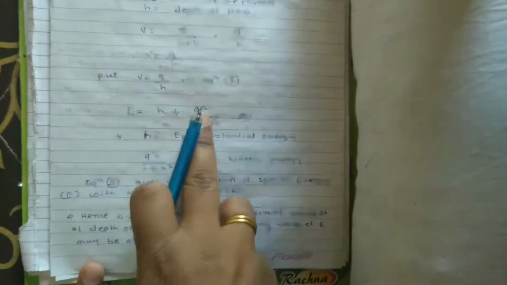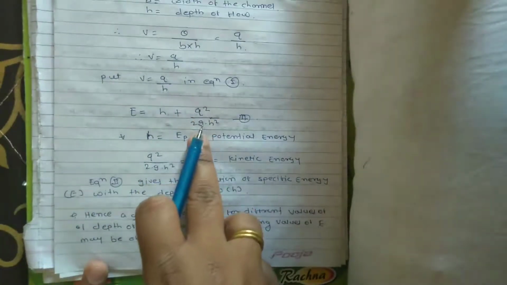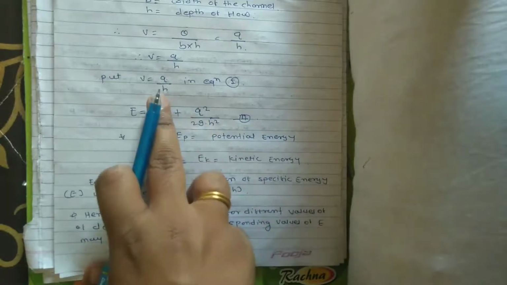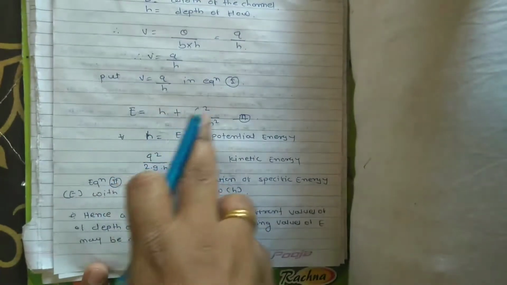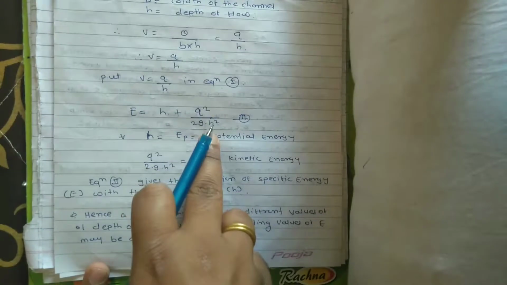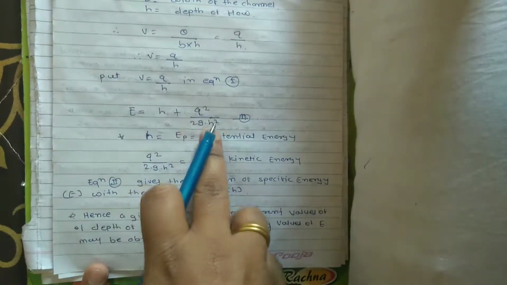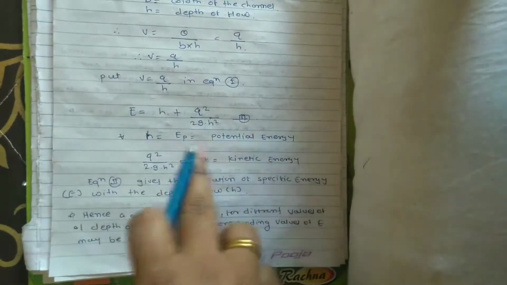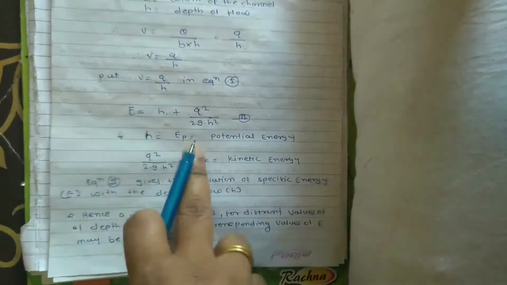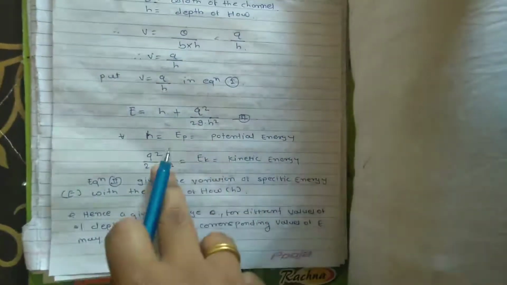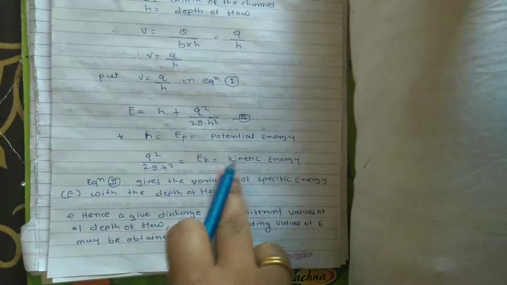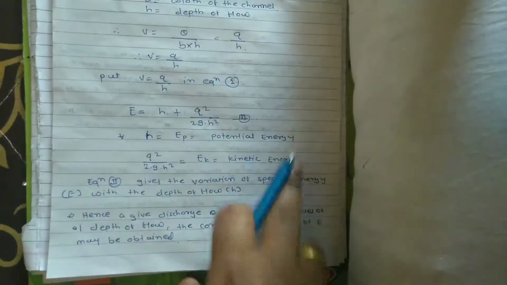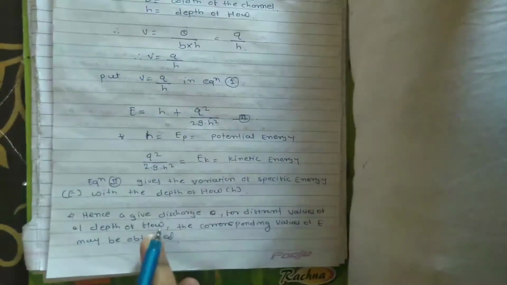Instead of that we put Q by H, that is nothing but V square. So therefore E = H + Q square by H square into 2G. This is equation number 2, where H is nothing but your potential energy, and this Q square by 2G into H square is your kinetic energy. That is your specific energy.